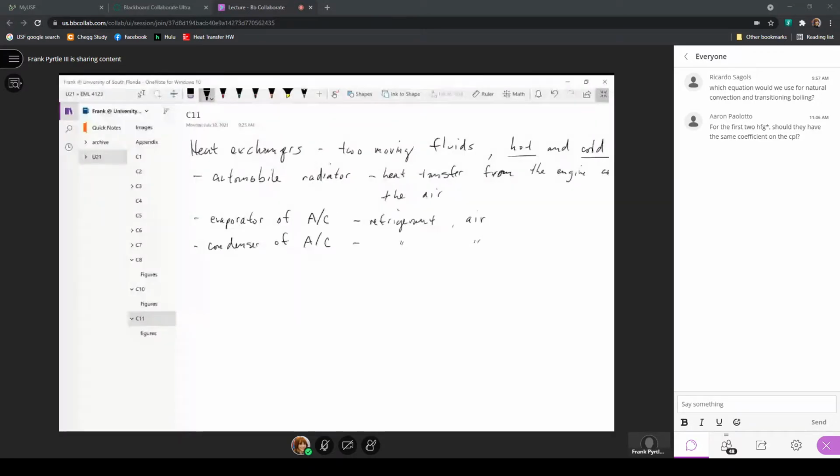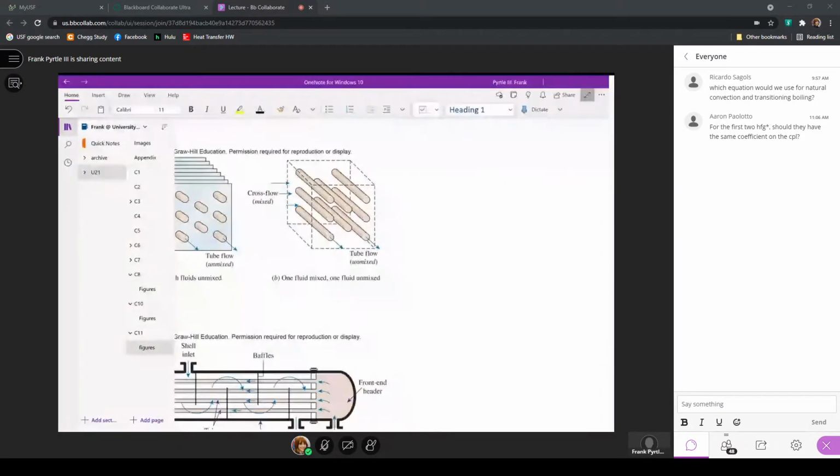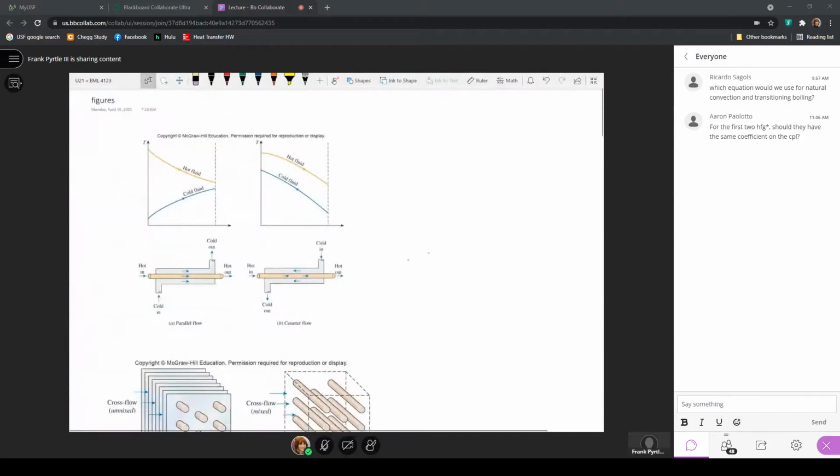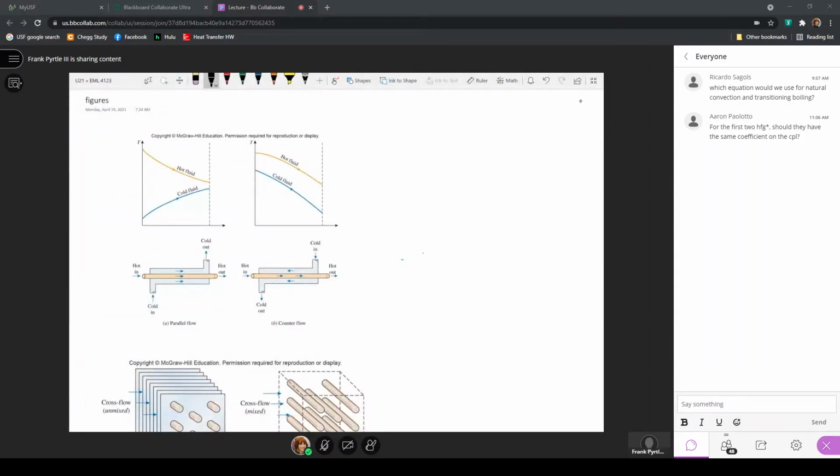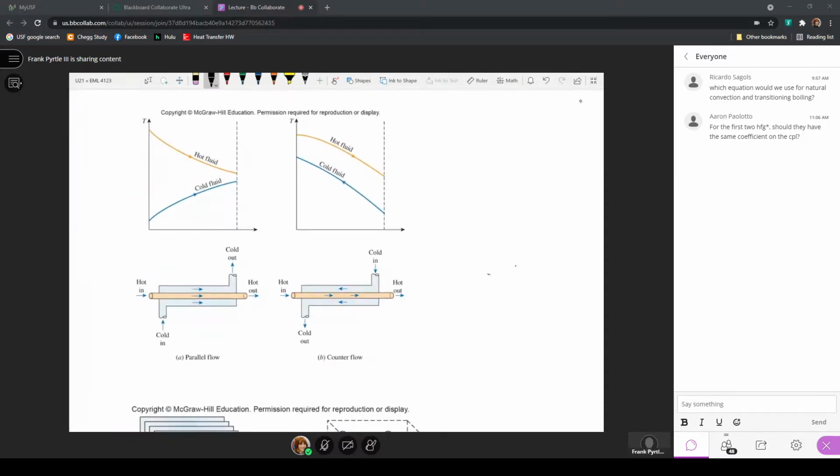So here I've got a couple of figures, so I don't need to redraw all of them. Here on a T-X diagram, generically, I just call it X, and that is some position. Here we have a hot fluid. This is what's called a parallel flow heat exchanger. Both fluids are moving in the same direction. But here the hot fluid is decreasing in temperature as it moves through the heat exchanger. The cold fluid is increasing in temperature as it moves through the heat exchanger.